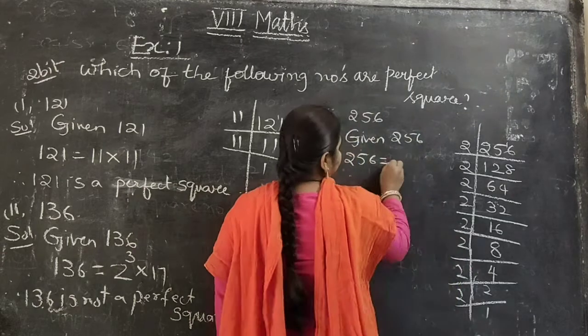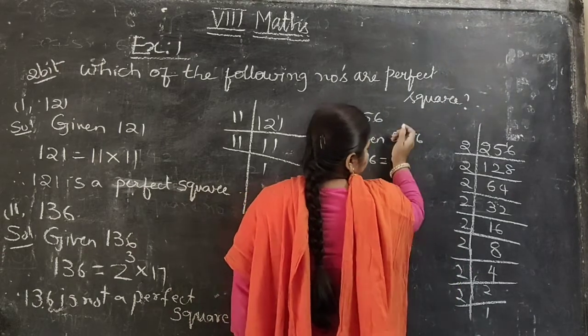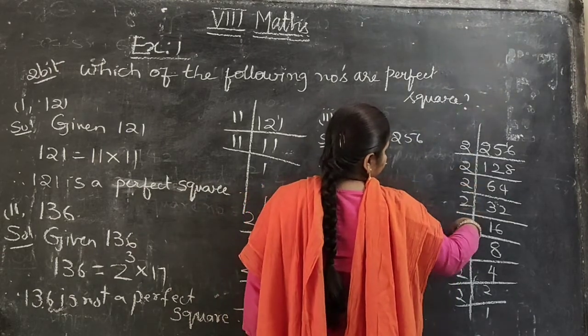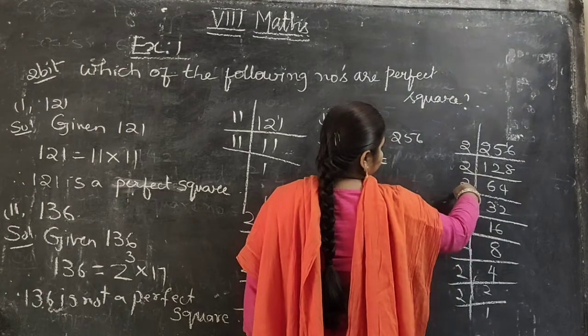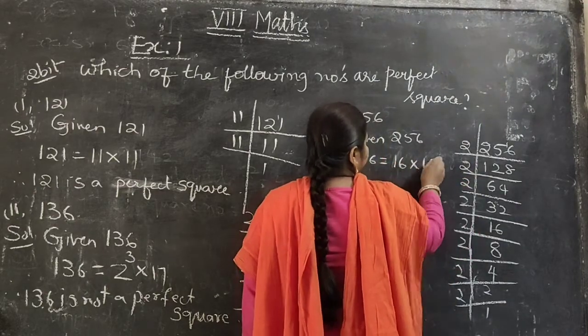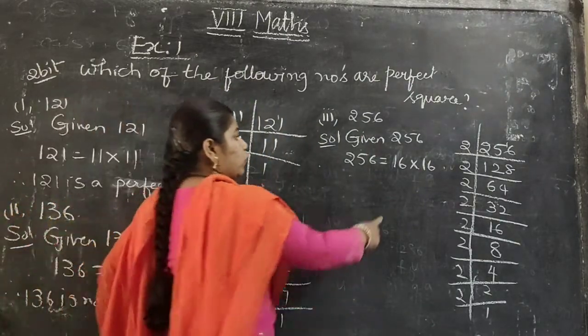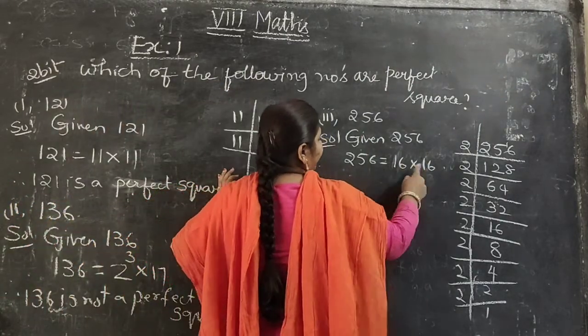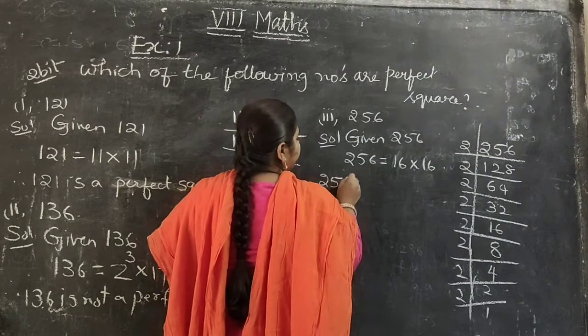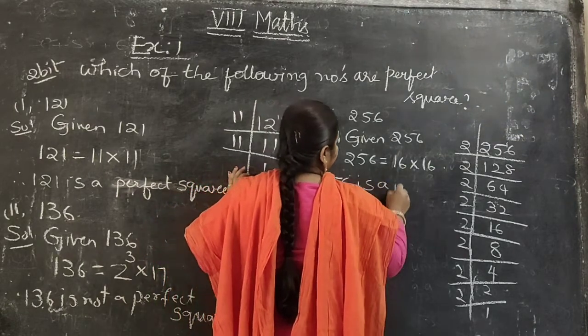So we can write this as 16 into 16. 16 16s are 256. So we are having the product of two equal factors. So we can tell this 256 is a perfect square.